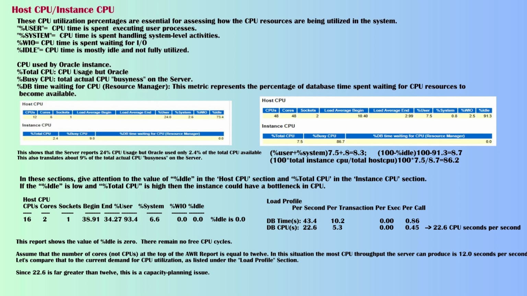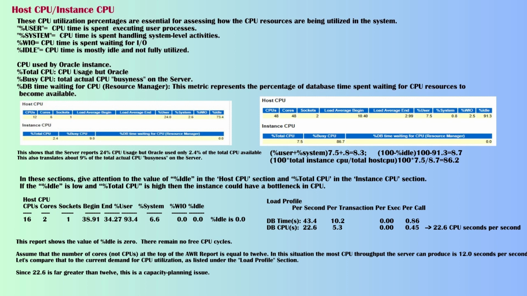If the % idle is low and % total CPU is high, then the instance could have a bottleneck in CPU. % user value indicates that the CPU time is actively executing user processes. % system values indicate that the CPU time is handling system-level activities. % WIO values indicate that the CPU time is frequently waiting for I/O operations to be performed and can be assigned by I/O bound processes. % idle value means that the CPU time is mostly idle and not fully utilized.